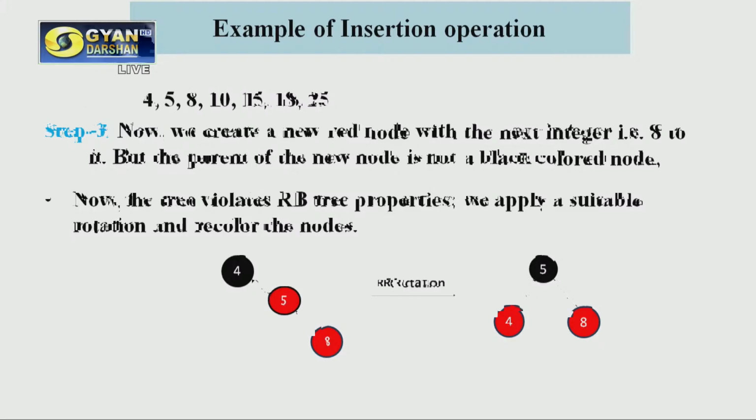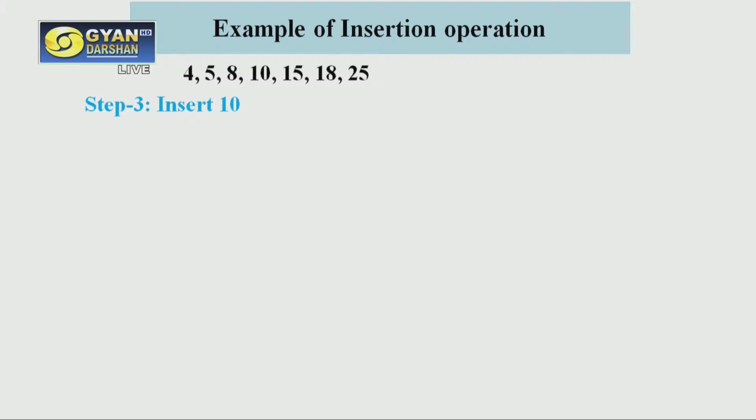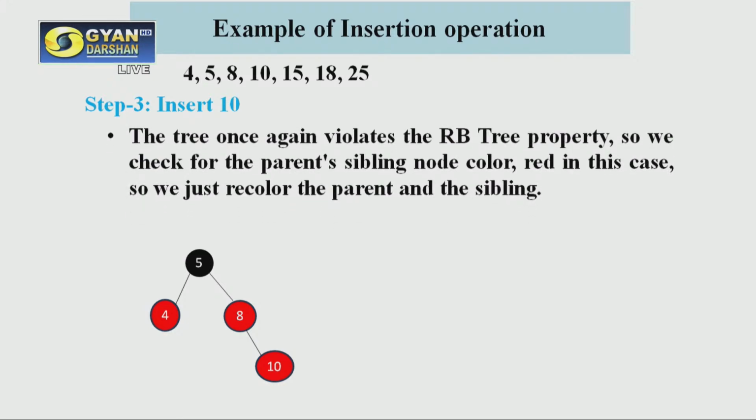Now we insert the next element, that is 10. In that case, because 10 is greater than 5, also greater than 8, it will be inserted at the right child of 8. So here in this case, we can see that it violates the red black tree property. Which property is violated? There are two consecutive red nodes.